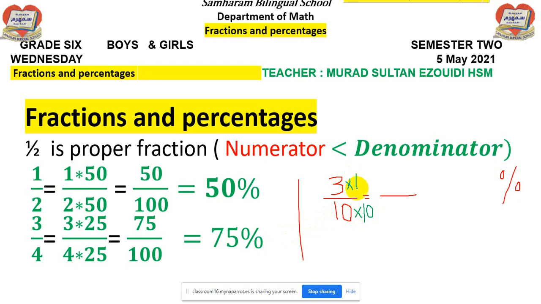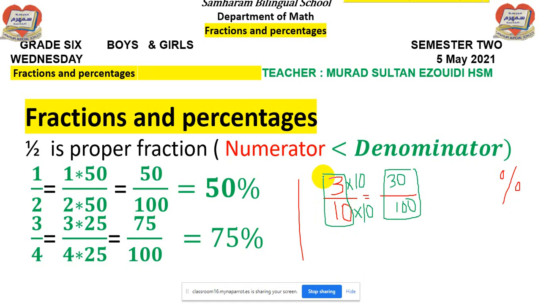Clear? This one, how can you do it? It's very easy. 3 by 10, my learners, is 30. Then 10 by 10 is 100. Now I can stop here and I will tell that 30 divided by 100 is an equivalent fraction to 3 over 10. Clear?